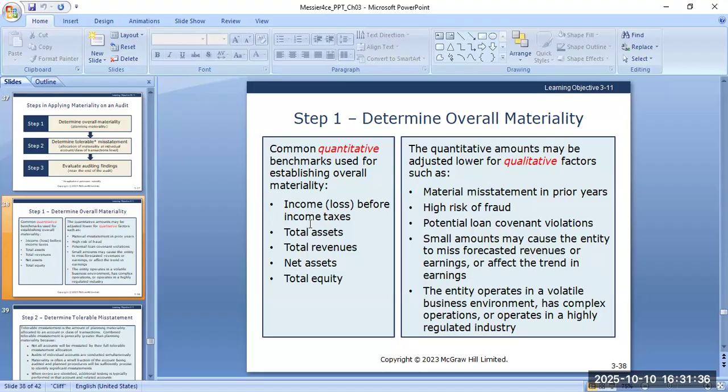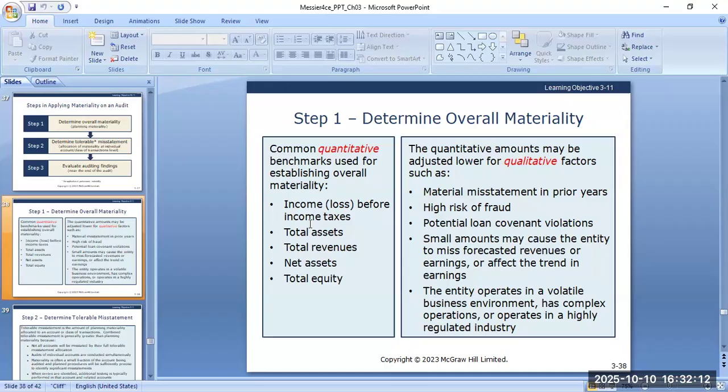Now, in case we have a loss, and the total assets are not appropriate, then we're going to go to the revenue. The chance of the revenue being negative is slim. Actually, there is not going to be a business if the total revenue is negative or zero. Then we can go with the net assets, or with the total equity. And that is only in case the net income is not before income taxes.